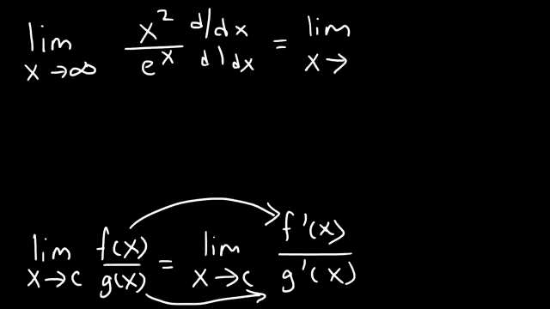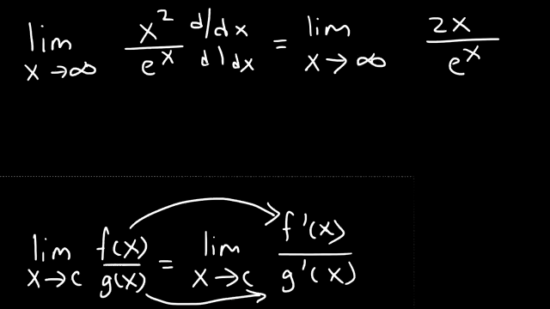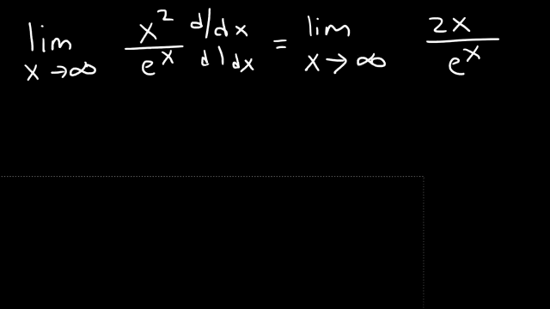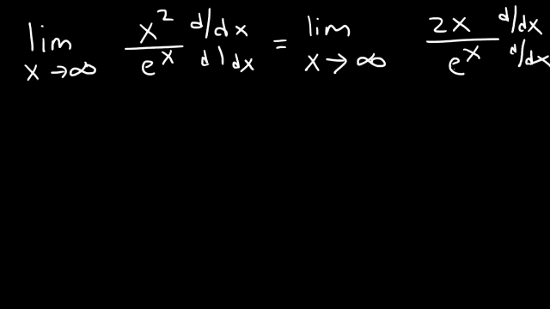So the derivative of x squared is 2x, and the derivative of e to the x will remain the same. Now, if we use direct substitution, we still won't get the right answer. It will still be an indeterminate form. So we need to do it again. The derivative of 2x is 2, and e to the x will stay the same.